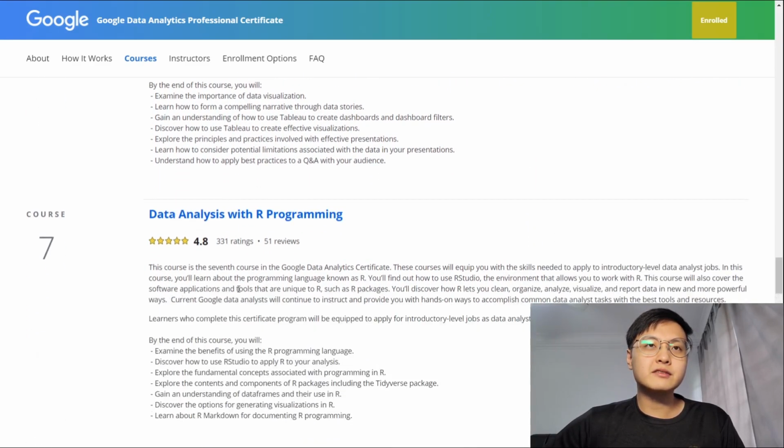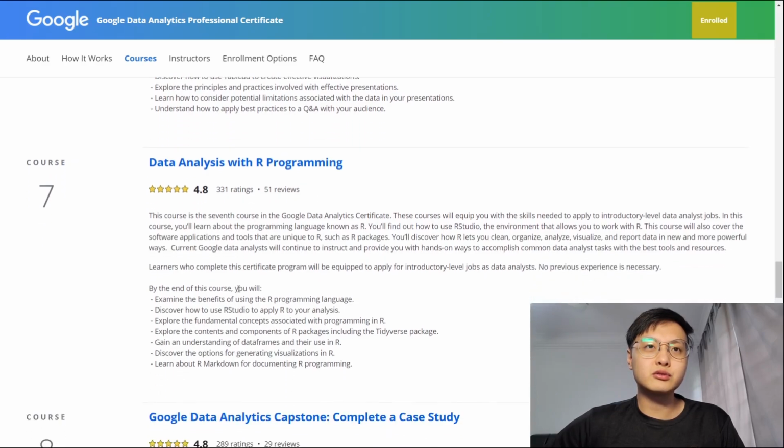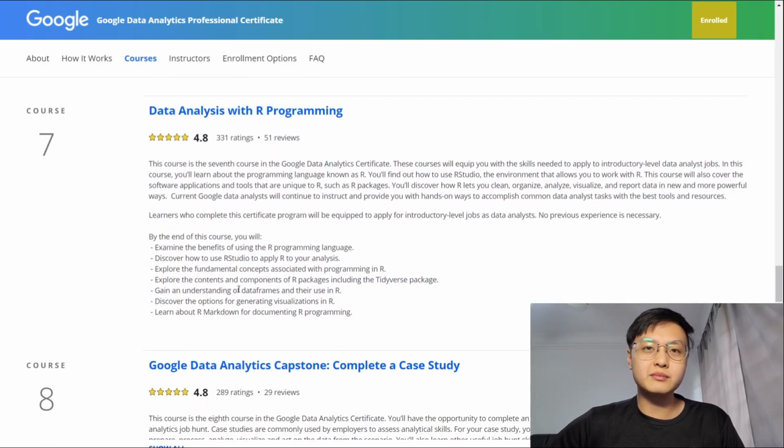Course 7 relies on R programming. So you'll be learning how to use R as a main statistical tool for wrangling data through the R programming language. In this course, it shows that you'll be using RStudio to apply R to your analysis and also having some fundamental concepts related with programming. You'll also learn some really useful packages such as the tidyverse package, which includes dplyr, and also some really good packages such as R Markdown to document your code.